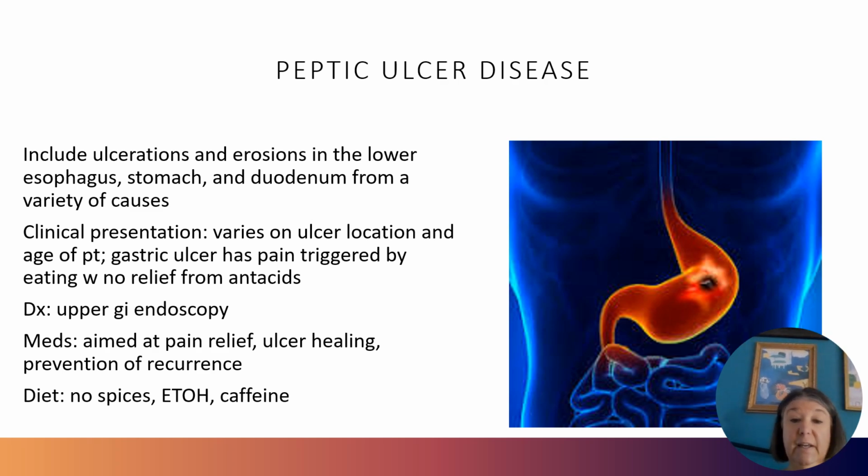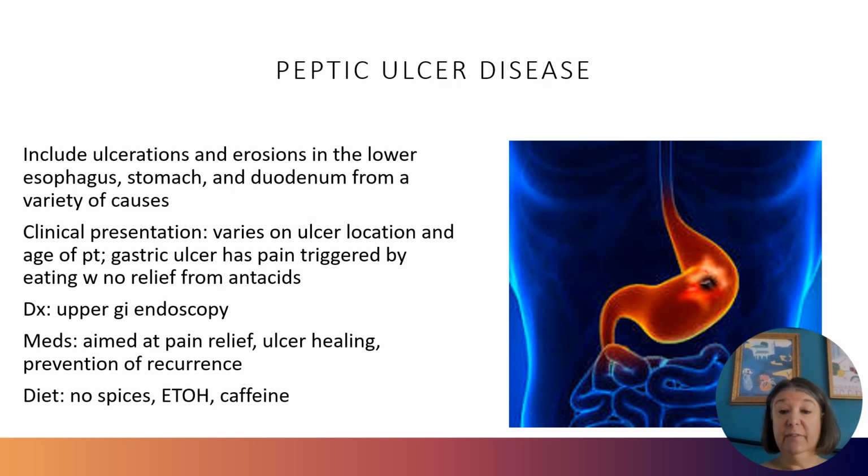We're going to do an EGD. We're going to look for ulcers. Let's see, we're going to do a CBC, all of that stuff, just see what's going on, see if you're bleeding, anything like that. Meds, pain relief, ulcer healing. We want to try to prevent ulcer recurrence. If you have H. pylori, we're going to put you on antibiotics. We are going to reduce your NSAIDs and aspirin, if not avoid them altogether. Again, avoiding spices, alcohol, and caffeine, 6 small meals a day, discourage cigarette smoking, all of that.